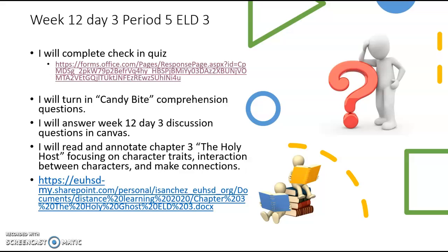So read this chapter, annotate it. You will have today's period. You will have Friday, Saturday, and Sunday. On Monday, I am going to go ahead and give you your comprehension questions, and they will be due next Tuesday. So on Monday, I'm going to send a Canvas assignment to everybody, and that Canvas assignment is going to have your comprehension questions for Chapter 3, and you are going to turn them in to me when we meet on Tuesday for Period 5.